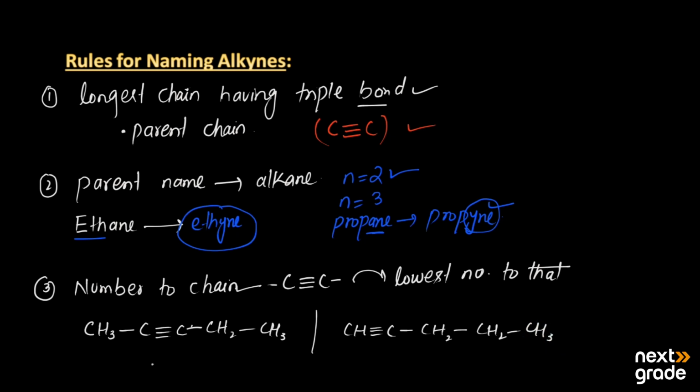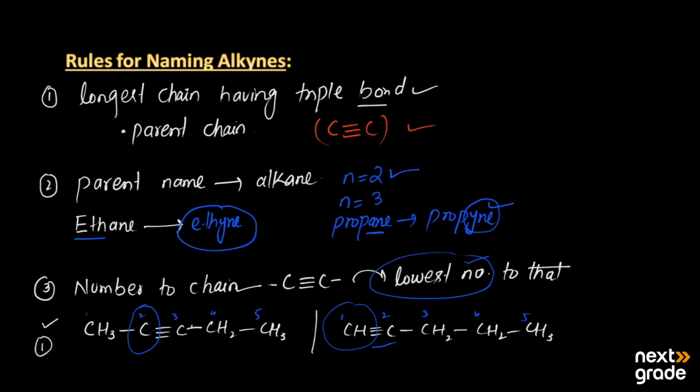In these compounds, if I number the first compound, I will start the numbering from the right side like this: 1, 2, 3, 4 and 5. Here the triple bond carbon is having the number 2. And if I number the other one, I will start from there: 1, 2, 3, 4 and 5. So here carbon number 1 is having the triple bond. So we must give the lowest number to the carbon having the triple bond.